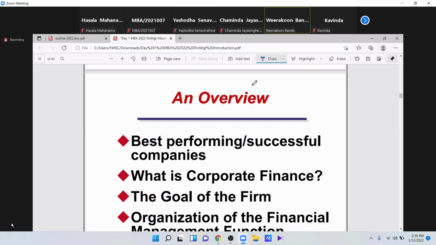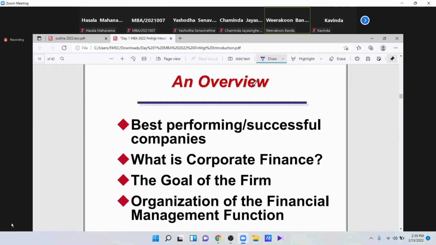Do we maintain profit maximization, or do we maintain value maximization or value creation? We have to think of what the primary goal of the company is. Then another point is the organization of financial management functions: how the different financial management functions deal with the company operations.